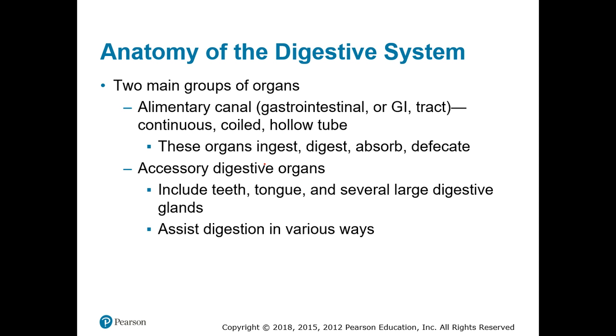And then we also have accessory digestive organs, and these are things like our teeth, tongue, and any big glands that secrete things that help us digest food. So in other words, the accessory digestive organs assist digestion by helping either absorb or break down things or move things through our digestive tract. We're going to spend about 2 days on the alimentary canal and 1 day on accessory digestive organs because there's so much to talk about.